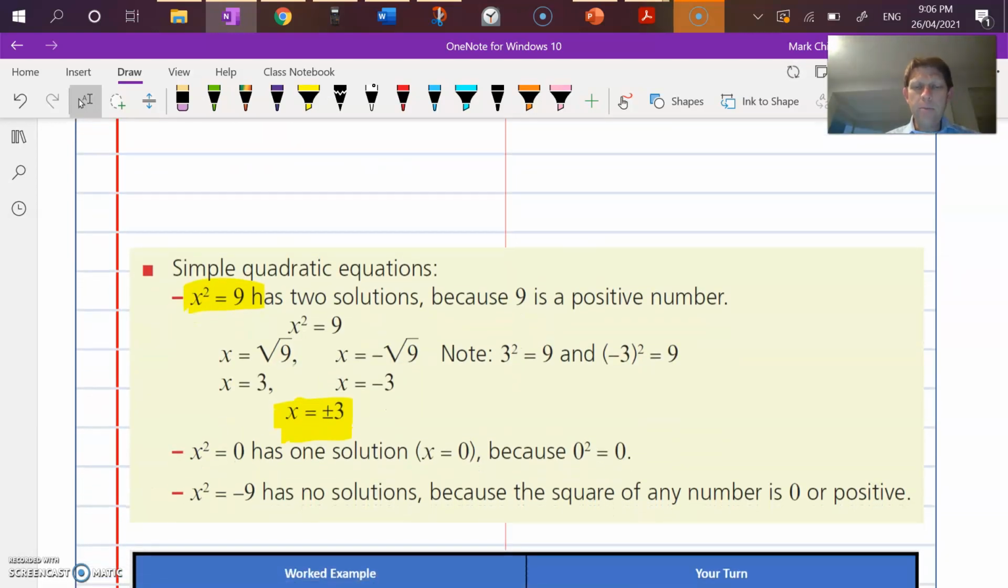Now, sometimes there can be only 1 solution, and that's in that very specific circumstance where you have x squared equals 0, because 0 squared is 0. 0 can't be negative. It's kind of neither negative nor positive. So it only has 1 solution.